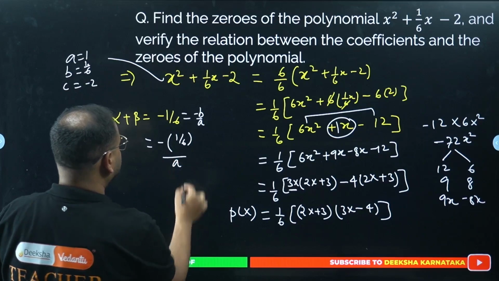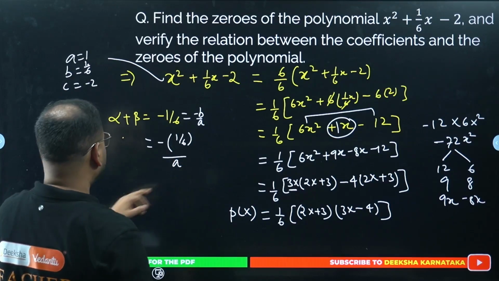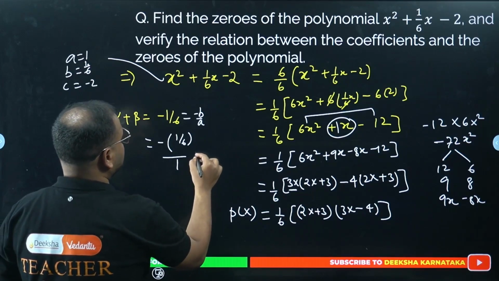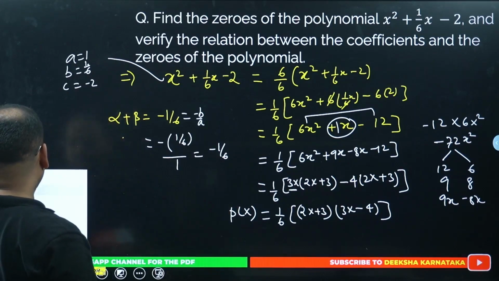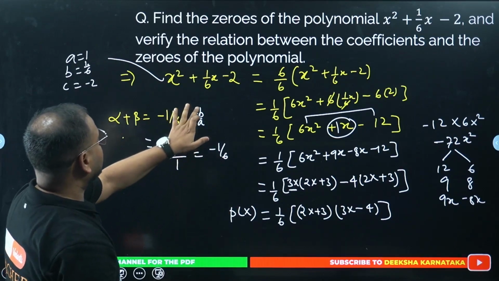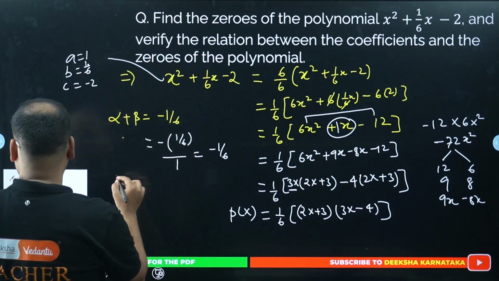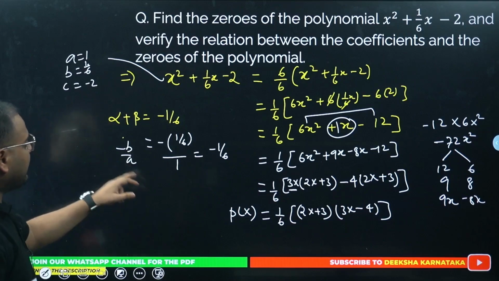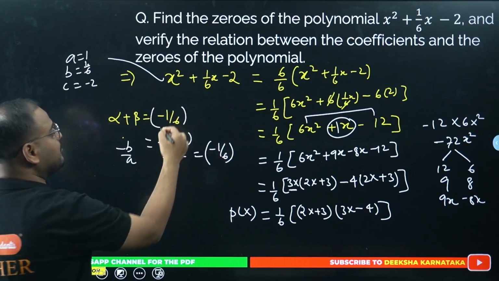Upon a. And what is this going to become? What is a value? My a value is nothing but 1. So what is it going to become? Minus 1 by 6. So what we are doing here is writing minus b by a. So minus b by a is what? Minus 1 by 6, and the sum of the roots is also minus 1 by 6.